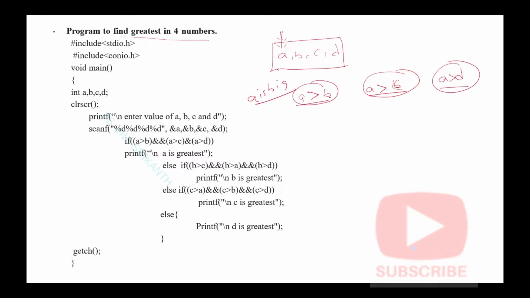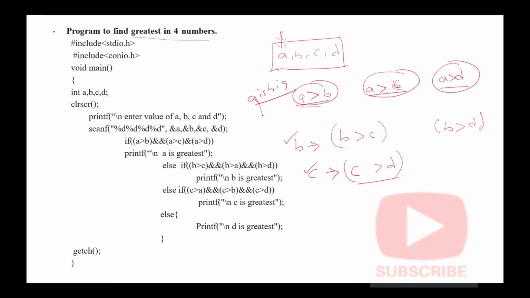Suppose A is not the biggest, so among the rest there is one big number. Then we confirm A is not big, and we check whether B is big or not. Already A was compared, right? So we check B greater than C and B compared with D. If B is bigger than C and B is bigger than D, then we confirm B is the biggest number. And again we check C. Already A is checked with C and B is checked with C, so directly we confirm with D. If this condition is true, C is the biggest number.